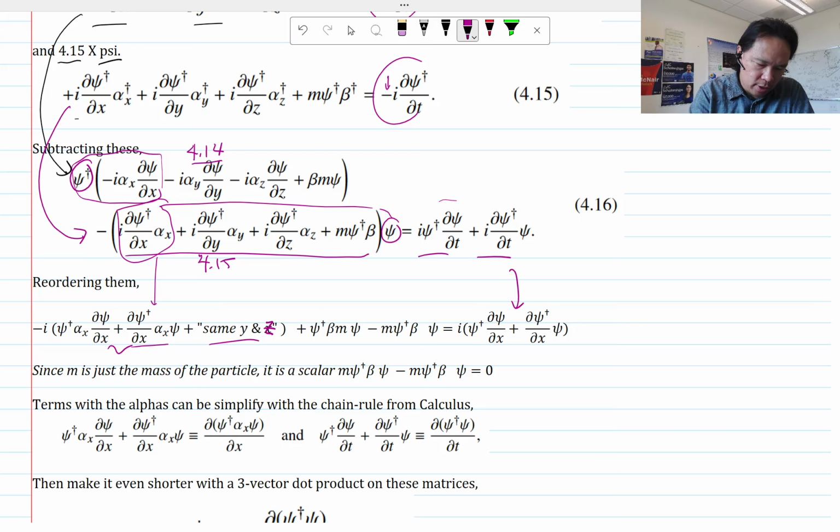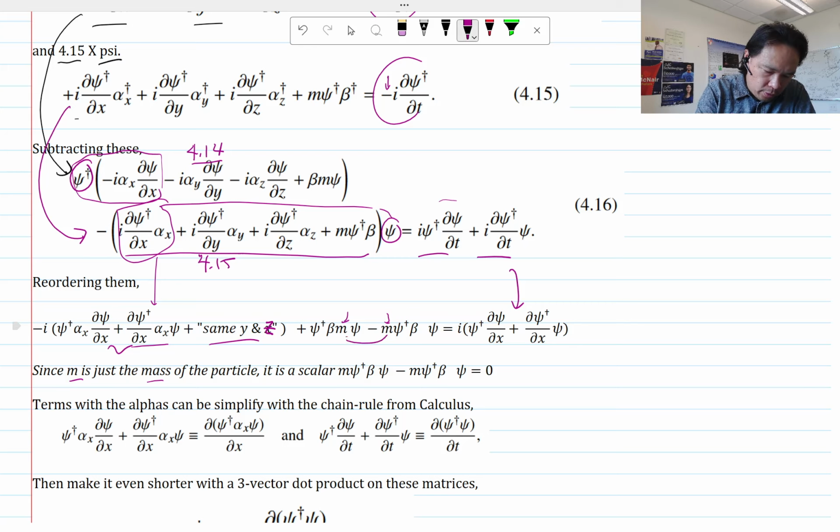The right hand side we just keep the same. What we're going to do is factor out this i so that we don't have to deal with it on both terms. Since m here is the mass of the particle, that's a scalar. So remember that a scalar can commute with anything you want.